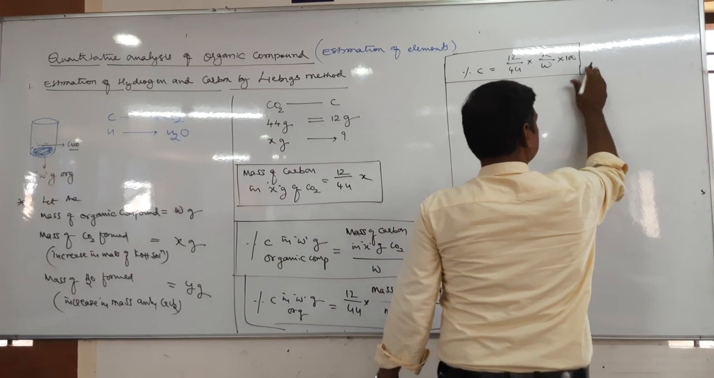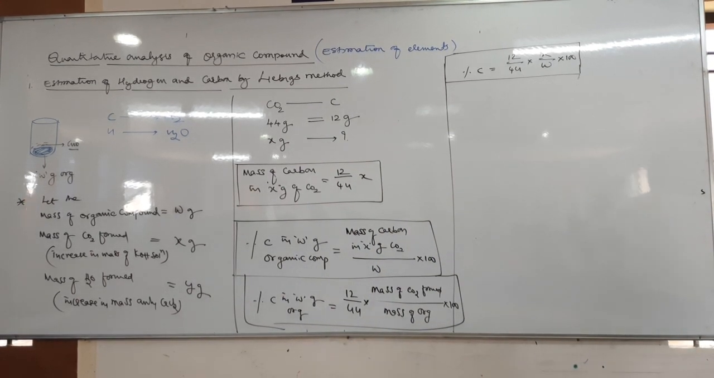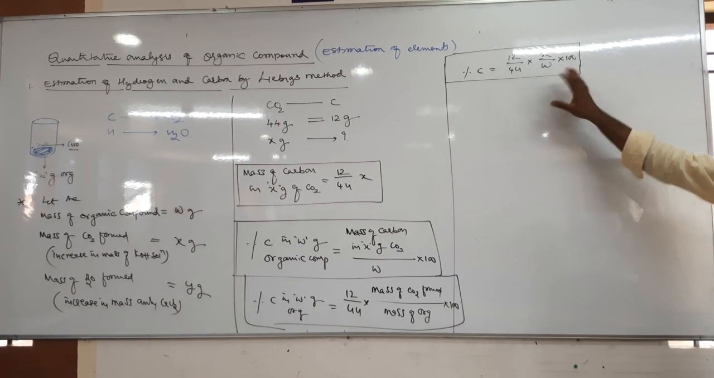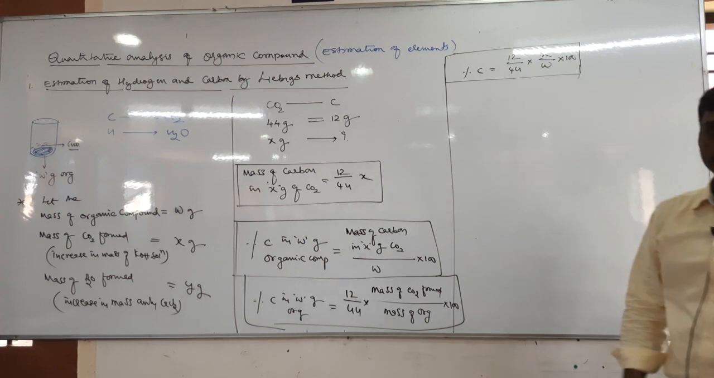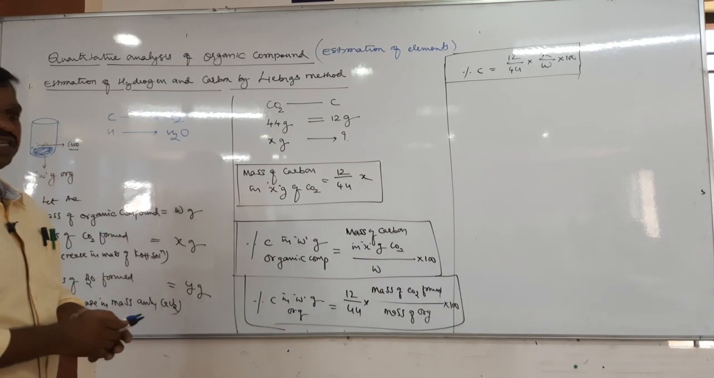So if you understand this, estimation of hydrogen is the same, even sulfur the same, phosphorus the same, all halogens the same, except nitrogen. Estimation of nitrogen is different; for all the other elements it is the same. The formula is the same. Ultimately you need to remember the formula. Questions come on this only. So this is how you can estimate the percentage of carbon.